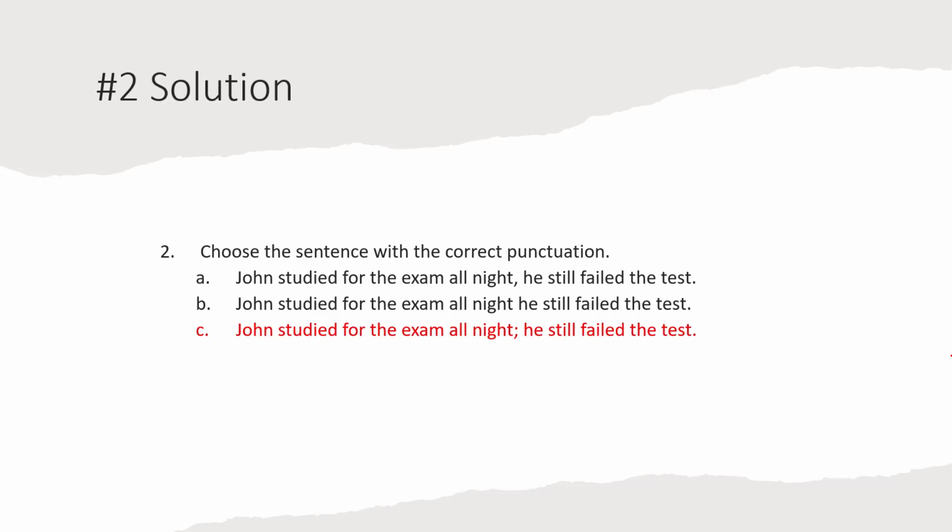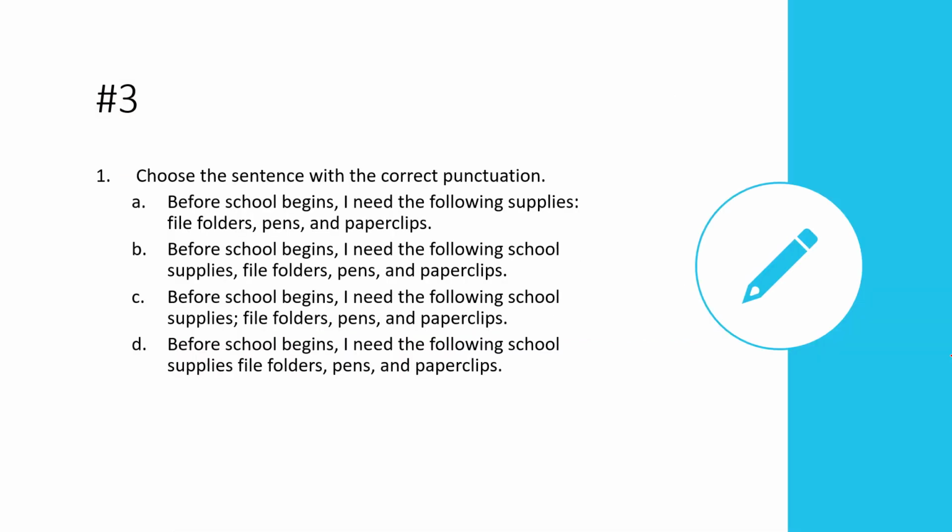If you chose C, you are correct. When you are taking 2 complete thoughts, such as John studied for the exam all night, he still failed the test, you need to avoid A, which is a comma splice, or B, which is a run-on, and you need to have something more definitive between those 2 complete thoughts, and that would be the semicolon. Number 3.